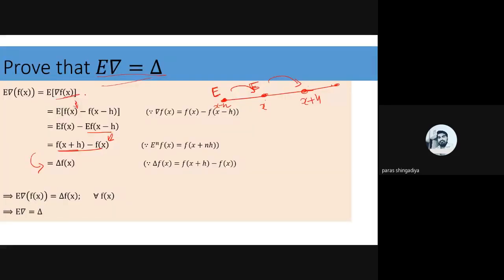Now after that, we'll add some more results, that is the relation of delta and nabla. I think that result we had discussed in the first lecture, but let's repeat this. Relation of nabla and E. Nabla is equal to 1 minus E inverse. That is the relation between nabla and E.